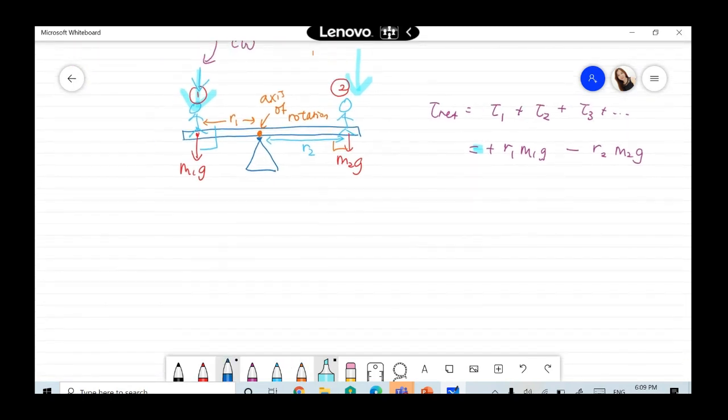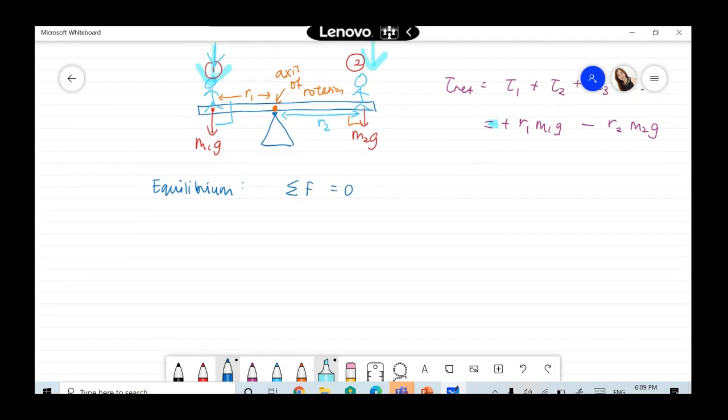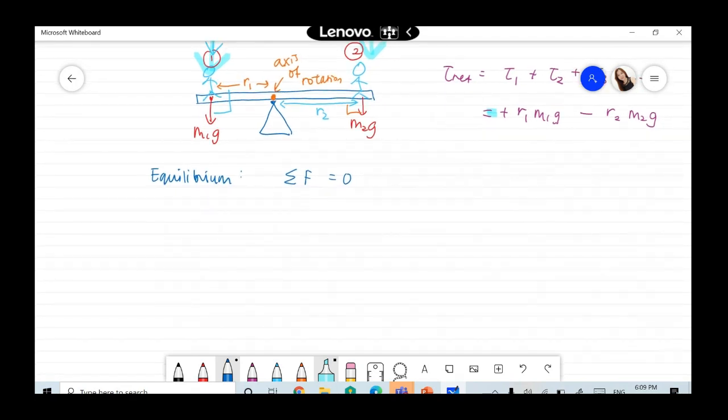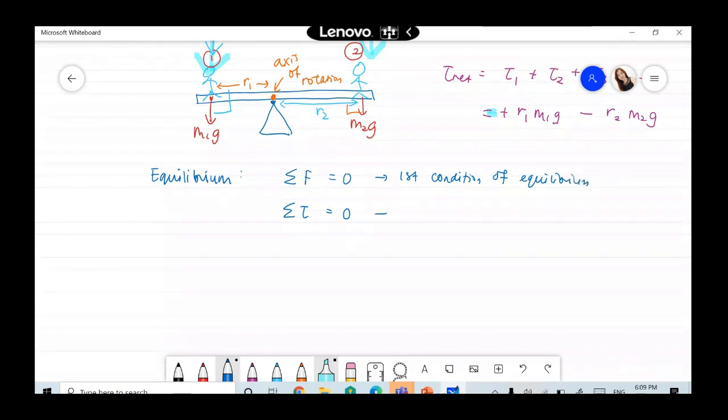So we have a condition at equilibrium. In a linear motion, whenever you see the word equilibrium, we say that the summation of the net force is equal to 0. That is the first condition of equilibrium. There is another condition for equilibrium: the summation of torque is also equal to 0. This one is the first condition of equilibrium. This one is the second condition of equilibrium.